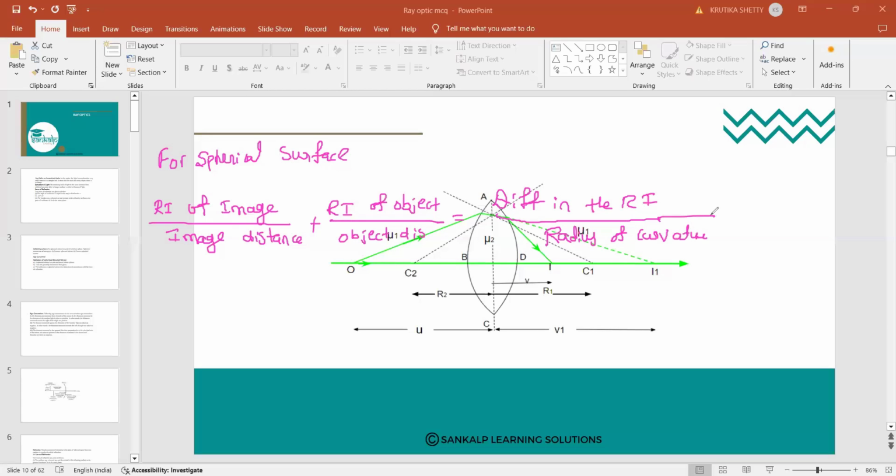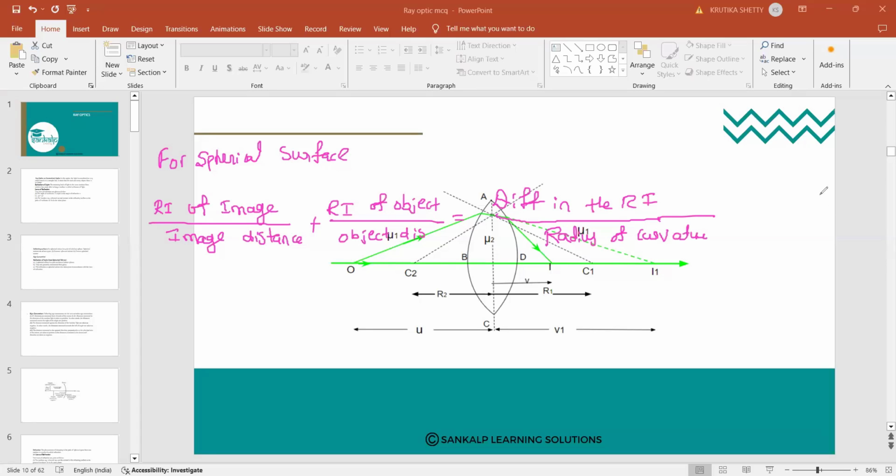So the formula from here we are going to start. This is for spherical surfaces, the formula which connects the refractive indices and the distances: object distance, image distance, and radius of curvature.